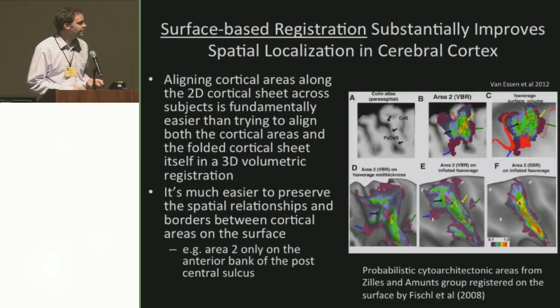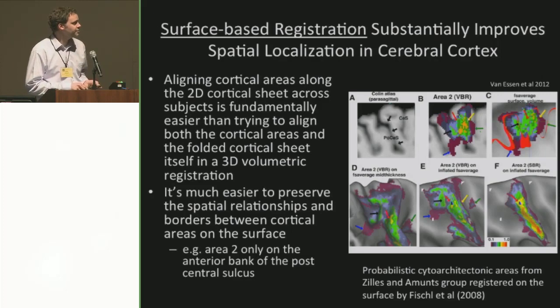And area 2, which is always located on the anterior bank of the postcentral sulcus, is a nice example of that. If we take the histological definition of area 2 from 10 subjects and we register it in the volume, we get a probability cloud that looks like this. If we then map it onto the surface, we can see probability that's bleeding to a variety of places that we don't expect area 2 to be, like the anterior bank of the central sulcus or the IPS.